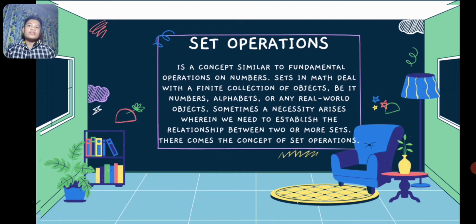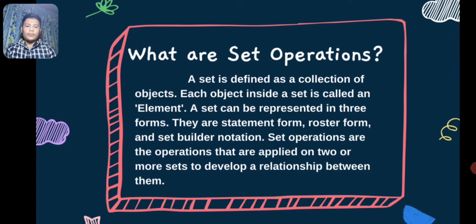There are four main set operations, which include set union, set intersection, set complement, and set difference. In this article, we'll learn the various set operations, notations of representing sets, how to operate on sets, and their usage in real life. So what are set operations?